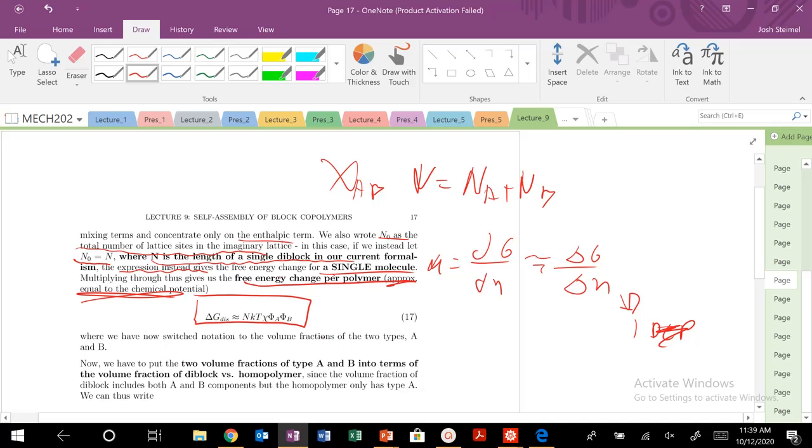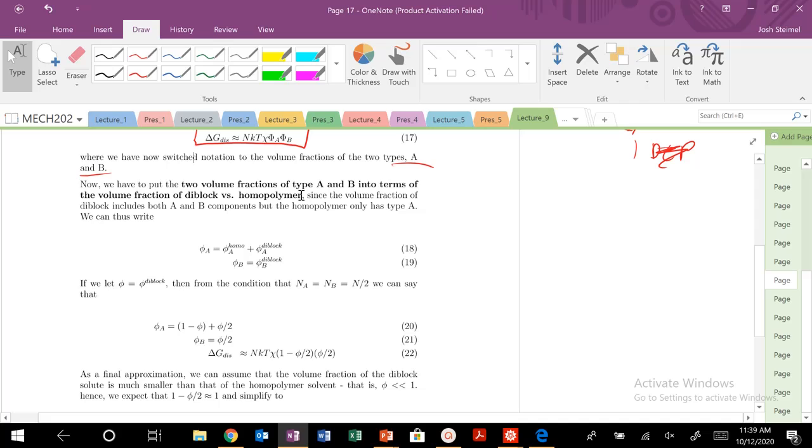So this is our notation. We've just switched from A and B, as we discussed previously. We have the two volume fractions, A and B, but we need to put them in terms of the volume fraction of the diblock versus the volume fraction of our homopolymer. We know that the total volume fraction of A is going to be homopolymer plus our diblock, and the volume fraction of B is just the volume fraction of B in our diblock. So we want this expression to be in terms of the volume fraction of our diblock.